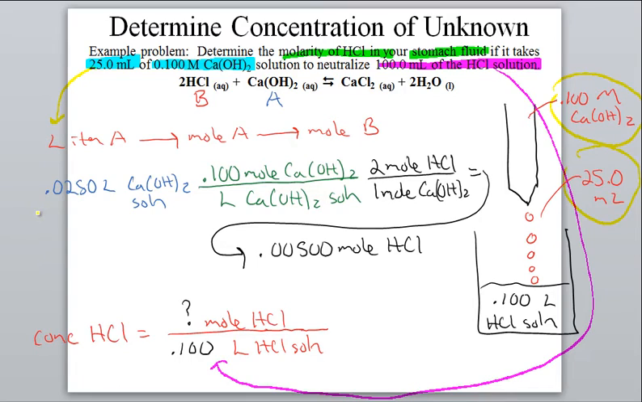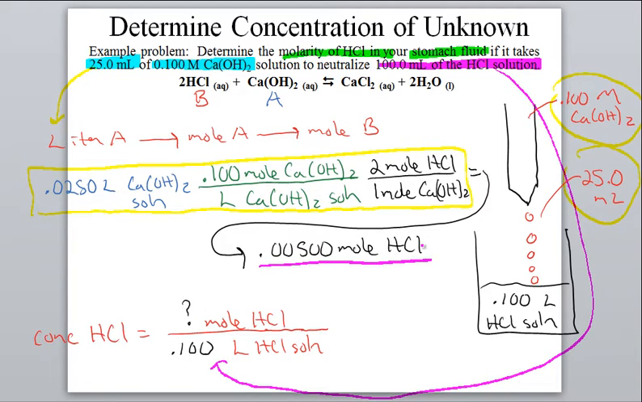So, starting with the 25 milliliters, 0.025 liters of calcium hydroxide solution, its concentration is 0.1 moles per liter. After that step, that will tell us how many moles of calcium hydroxide it took to neutralize all the HCl. The mole-to-mole ratio: for every 1 mole of calcium hydroxide that was added, 2 moles of hydrochloric acid were neutralized. And after that step, that's the number of moles that were in the 100 milliliters.